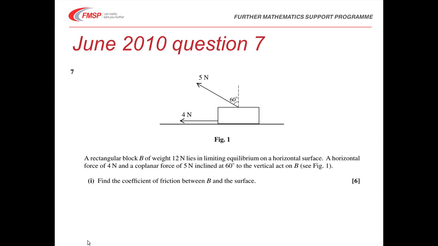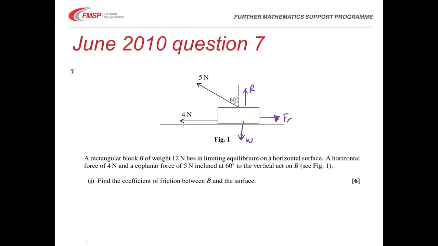I've chosen the next question because it's rather long and looks complicated, but actually, carefully done in stages, it isn't that hard. This is the first part of the question. A block lies in limiting equilibrium with some forces. Of course, if it's in limiting equilibrium being pulled to the left, there'll be a frictional force to the right, and of course there's weight downwards and reaction upwards.